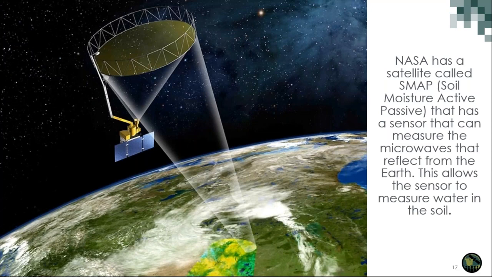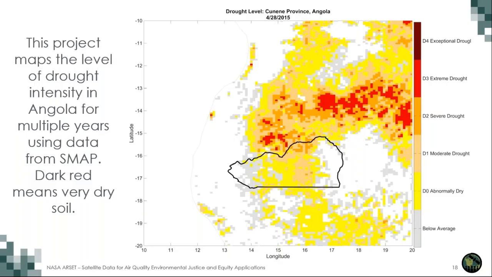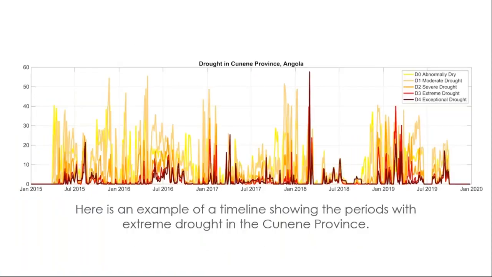In particular, we're using NASA SMAP, or Soil Moisture Active Passive Data, because it has a sensor that uses microwaves to reflect light from Earth and help us understand the impact of lack of rainfall on the level of water in the soil. So eventually we'll make these kinds of systems that map the level of drought intensity in Angola for multiple years using data from SMAP. So in a picture like this, you can see that dark red areas have very dry soil. And we're gradually improving our ability and reducing our error in estimating this for the region. But this is not the end.